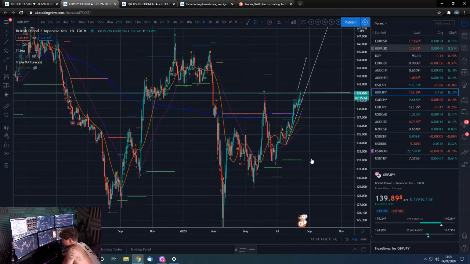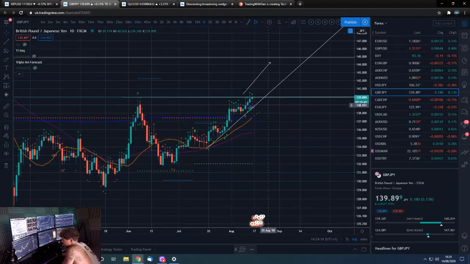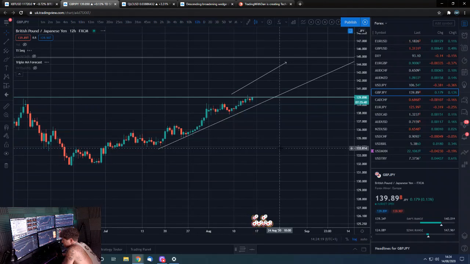TD wise though, let's just have a quick look on the daily. What have we got? Nothing coming up quite yet on the daily. We may have something on the 12 hour, maybe.